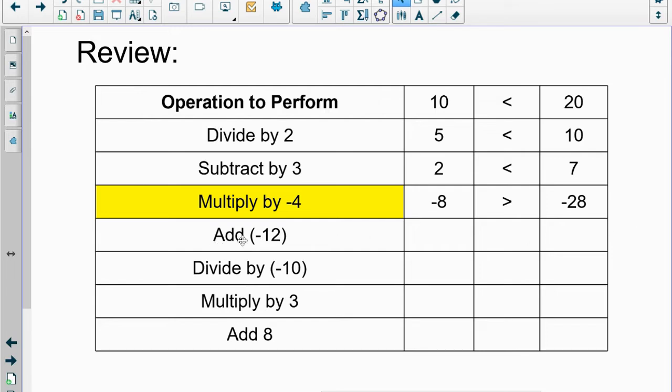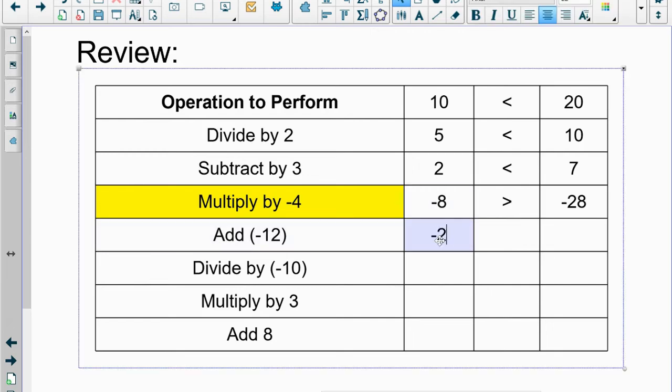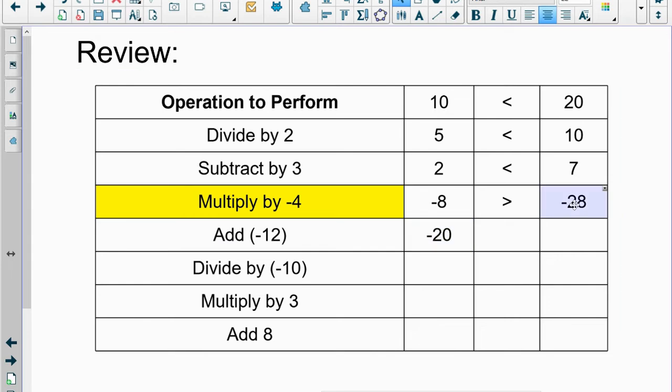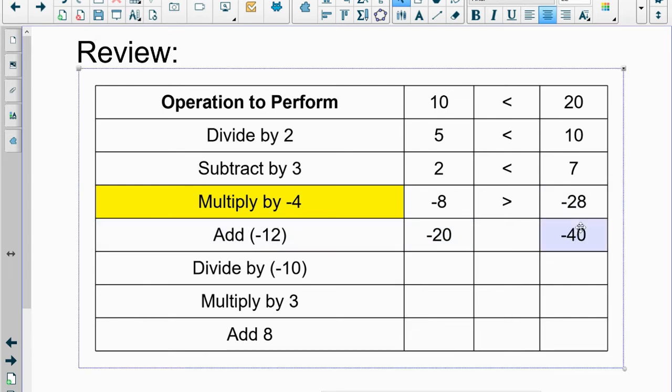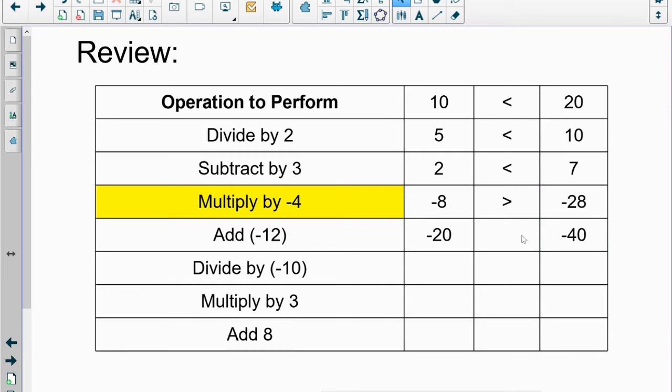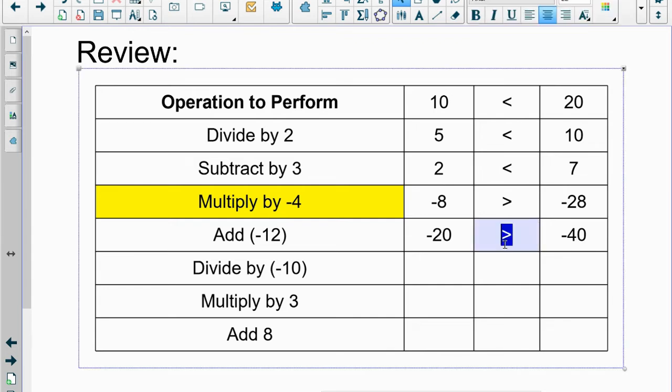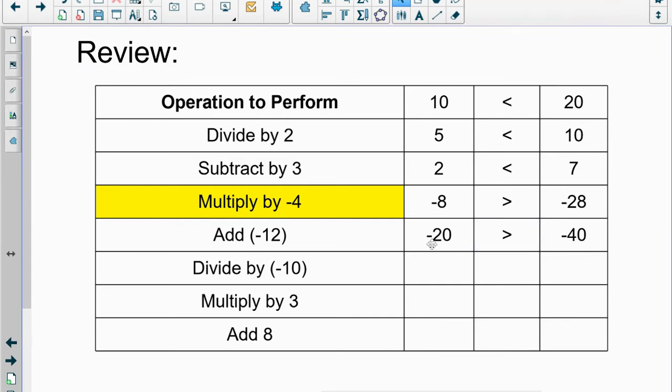Let's continue. Let's add negative 12 to both of these numbers. So if I take negative 8 and add negative 12, I will get negative 20. If I take negative 28 and add negative 12, I'll get negative 40. When comparing these numbers, because negative 40 is more negative, it is actually a smaller number. So we'd use the greater than symbol to complete the statement. Negative 20 is greater than negative 40. Okay, so my greater than symbol continued to be a greater than symbol.